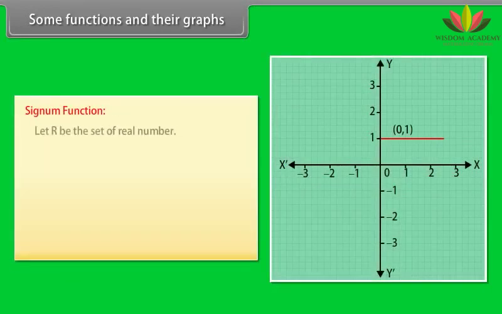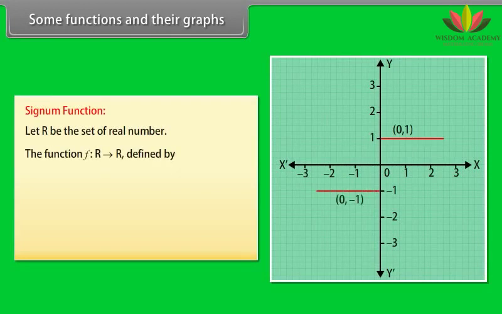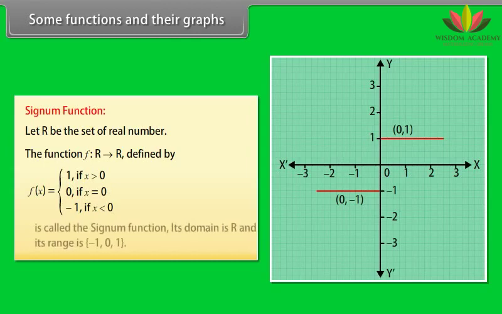Signum function. Let R be the set of real numbers. f is a function from R to R defined by f(x) = 1 for x greater than 0, f(x) = 0 for x equal to 0, and f(x) = -1 for x less than 0, is called the signum function. Its domain is R and its range is {-1, 0, 1}.